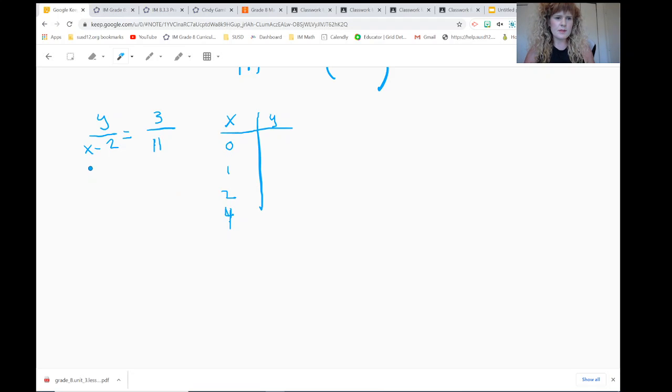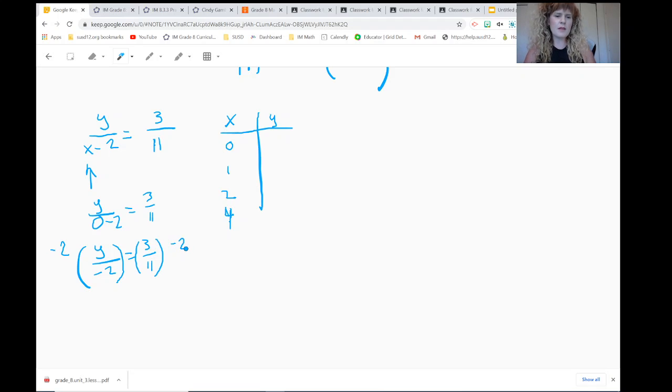When x equals 0, pop that in right there, we get y divided by 0 minus 2 equals 3 over 11. So now simplify that. That's y divided by negative 2, because 0 minus 2 is negative 2. Y divided by negative 2 equals 3 over 11. Okay, let's get rid of that negative 2 because we want to isolate the y. Don't forget, what you do to one side of the equation, you have to do to the other.